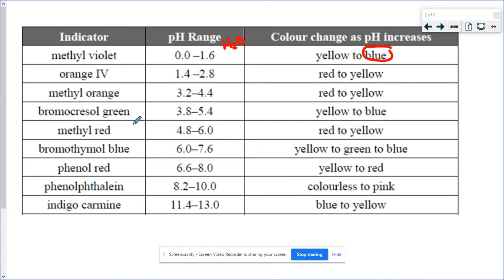Bromocresol green will change from yellow to blue between 3.8 and 5.4. So if we were to put bromocresol green in hydrochloric acid, HCl, which has a pH of about 1, less than 3.8, we would expect it to be yellow. If we were to use NaOH instead, NaOH would be about 13, and 13 is greater than 5.4, so we would expect it to be blue in NaOH.